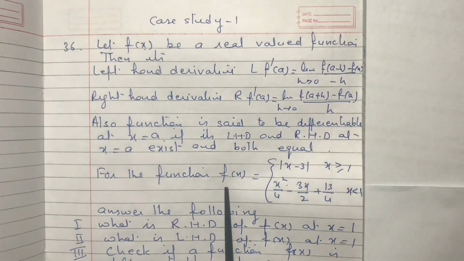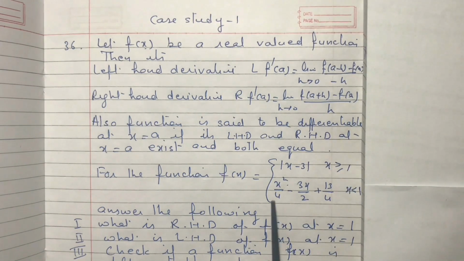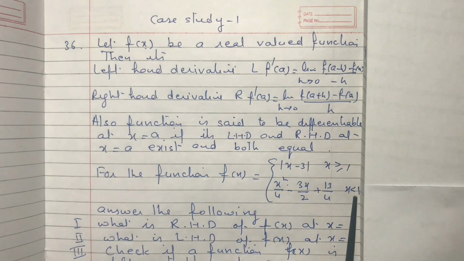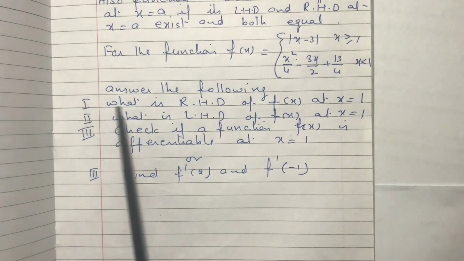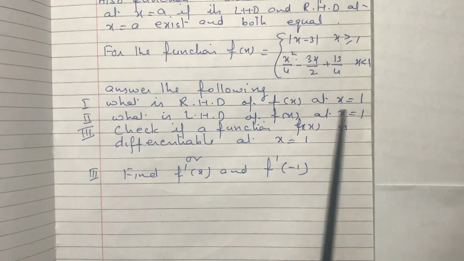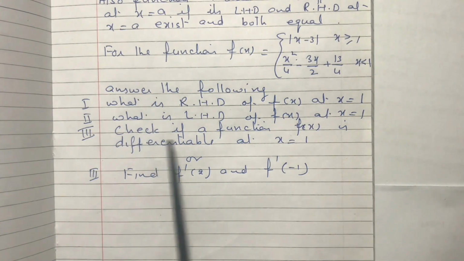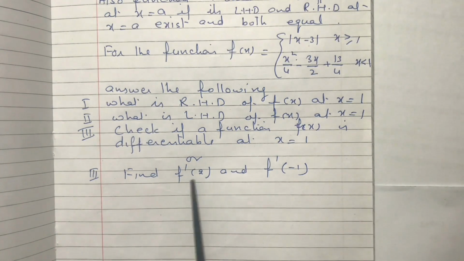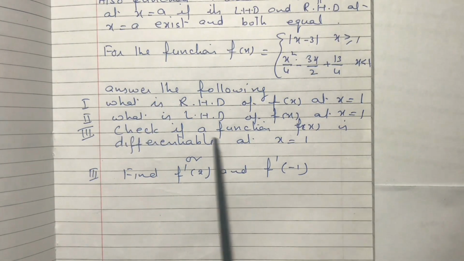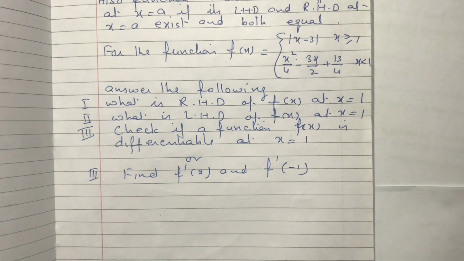Now this function is given to us which is equal to mod of x minus 3 if x is greater than equal to 1, and it is x square by 4 minus 3x by 2 plus 13 by 4 if x is less than 1. We are to answer the following questions. First question is, what is right hand derivative of fx at x is equal to 1? What is left hand derivative of fx at x is equal to 1? Check if the function fx is differentiable at x is equal to 1, or find f dash 2 and f dash minus 1. So there is an or in between these two questions. On the next page, I have solved both the questions.